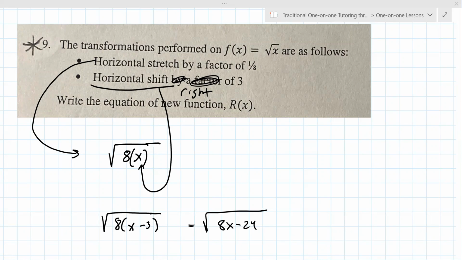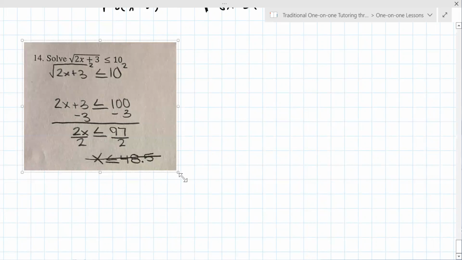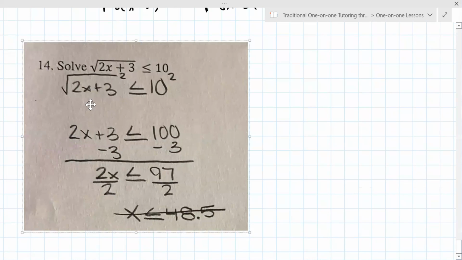Can you do 14? I know how to solve them, but then I get confused on how to write the final answer with the less than or equal to and where to put everything. Is there a reason you crossed out your answer in 14? Yeah, because I looked on his answer key and he didn't have 48.5. He had the one that I boxed. Okay. Pretty sure that's the right answer. Yeah, so what you did is correct.